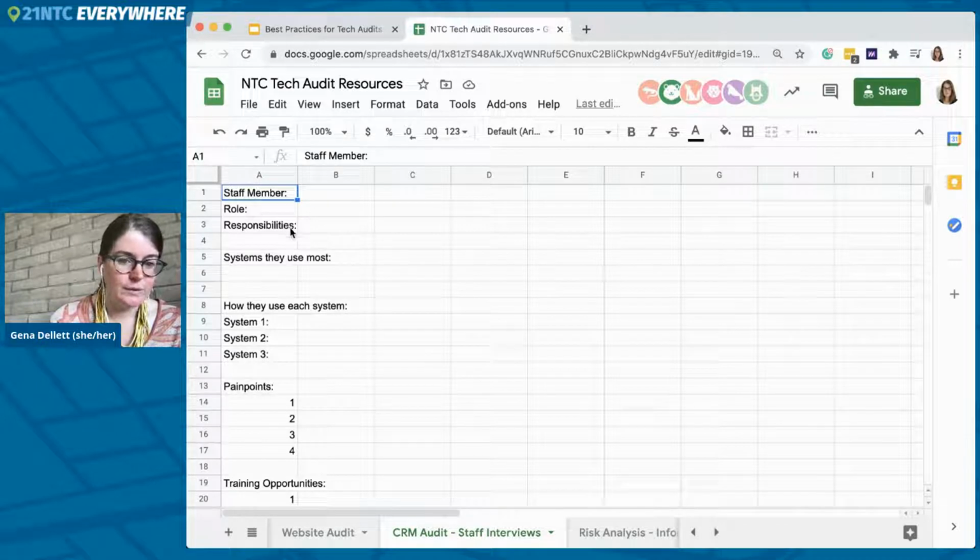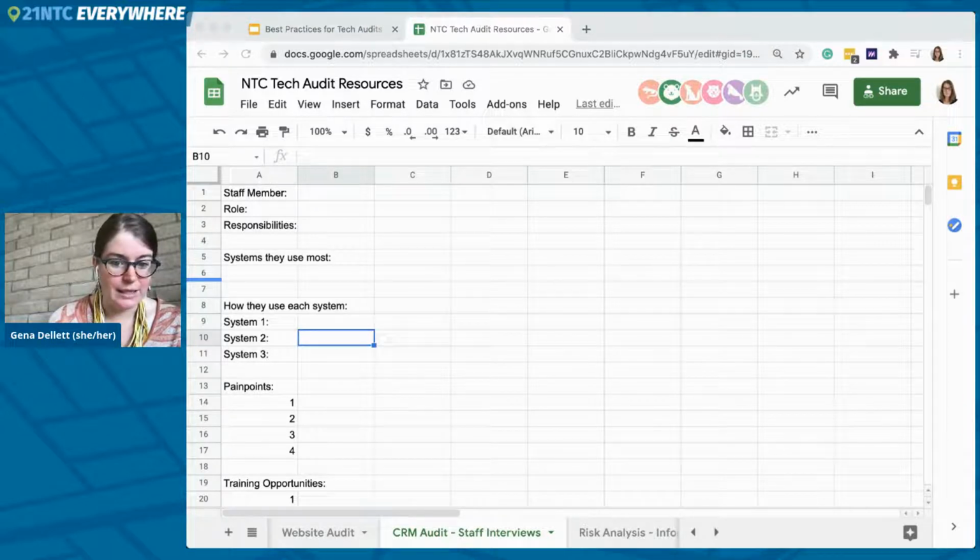With their role, what are their responsibilities? What system or systems do they use most? And then how do they use each of those systems? And, long form, I find myself that I'm more often a paragraph writer than a table thinker.